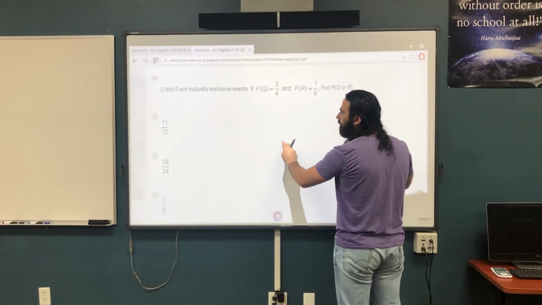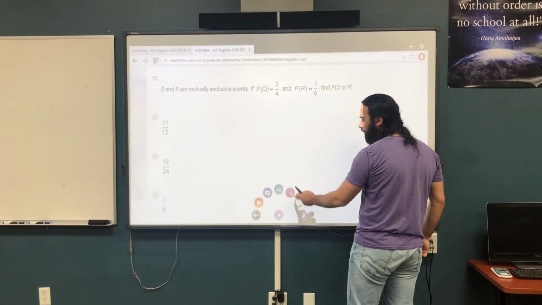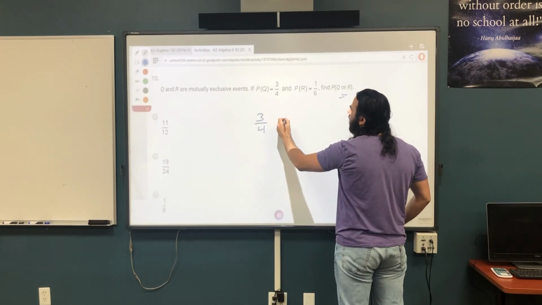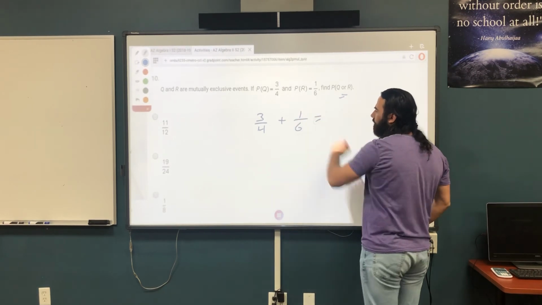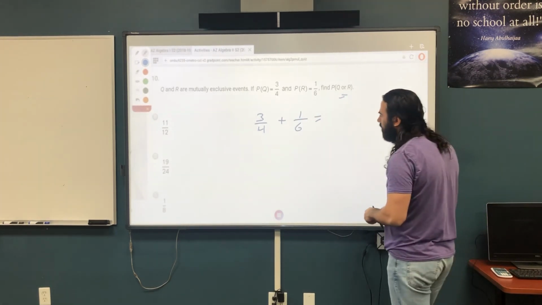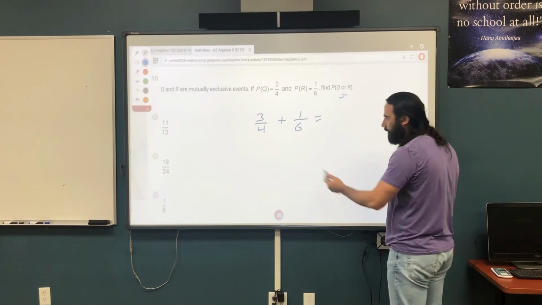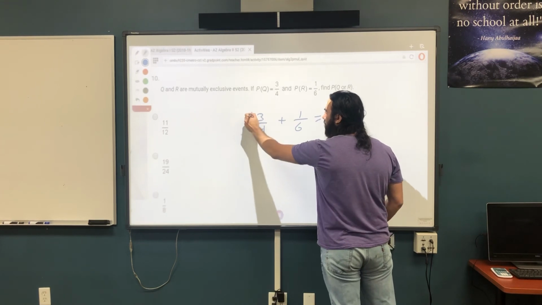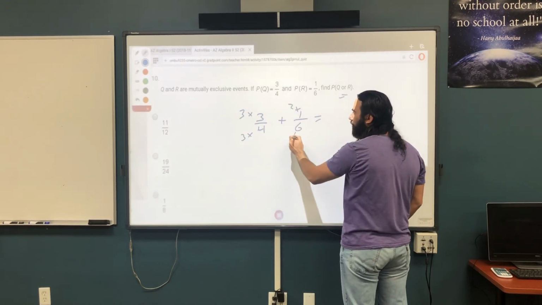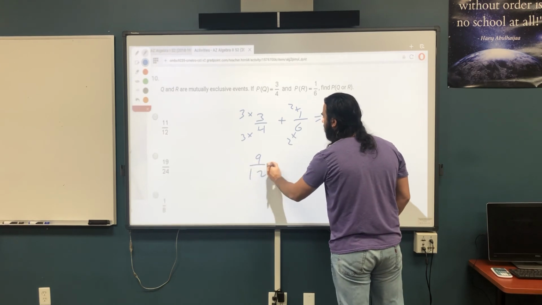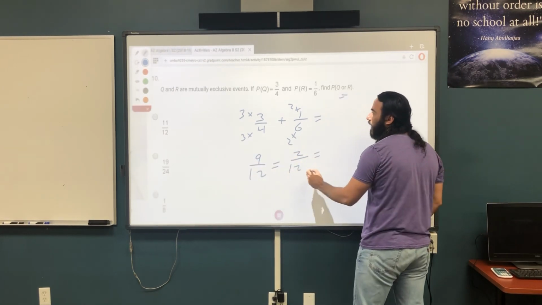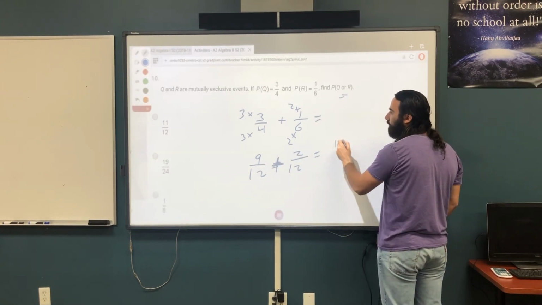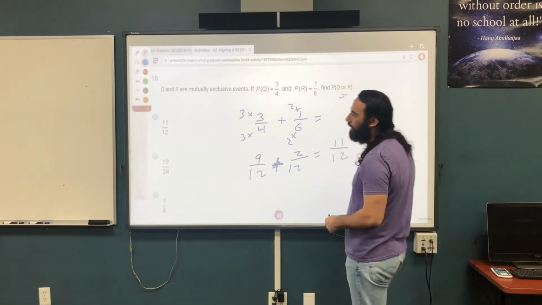Let's solve the last one. We need to add the probabilities because there's "or." So all you need to do is 3/4 plus 1/6. Of course, you can put them in the same denominator, which here is 12. So this one is times 3 and this one is times 2. So 9 over 12 plus 2 over 12. Together they're going to be 11 over 12, and this will be the answer.